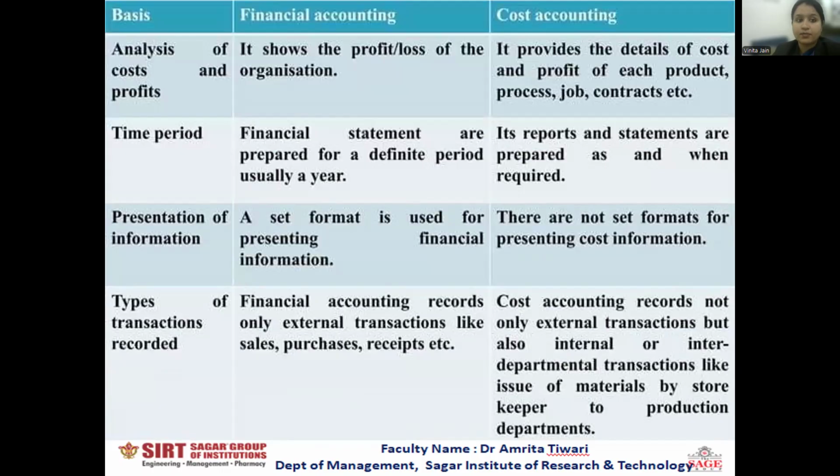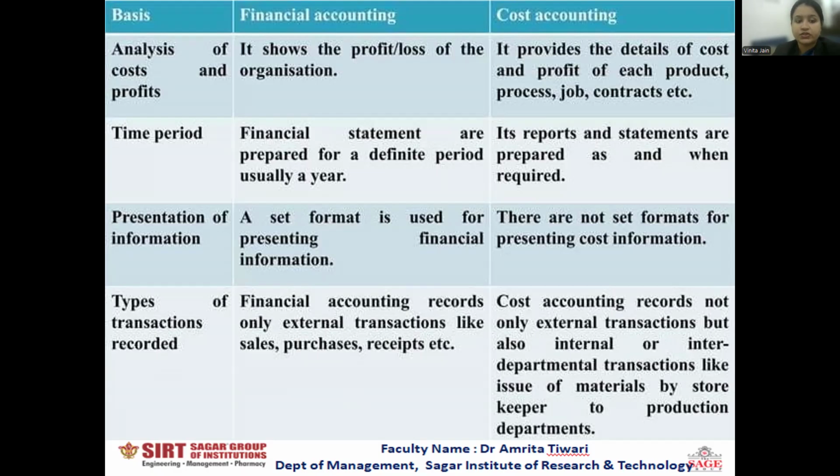Analysis of the cost and profit. Financial accounting shows the profit and loss of the organization. Cost accounting provides details of cost and profit of each product, process, and job contract. Time period. Financial statements are prepared for a defined period, usually a year. Cost reports and statements are prepared when required. Presentation of information. A set format is used for presenting financial information, and there is no set format for presenting cost information.